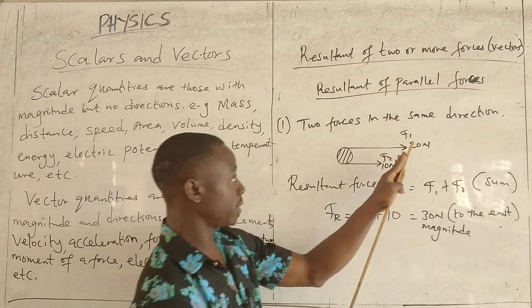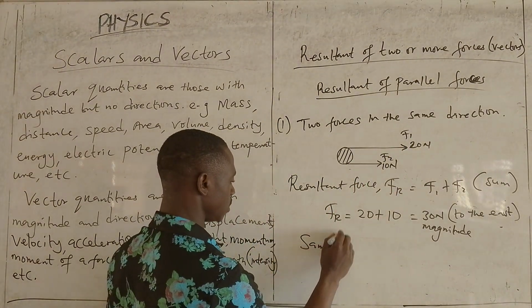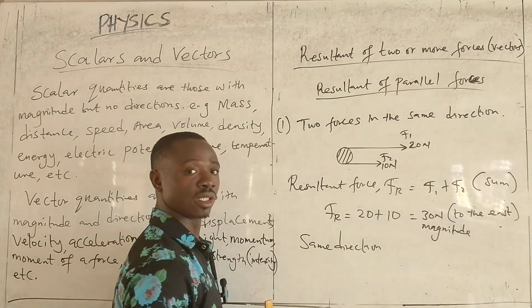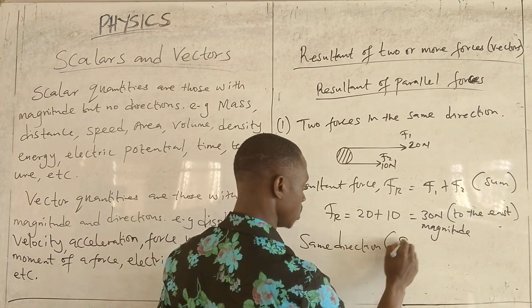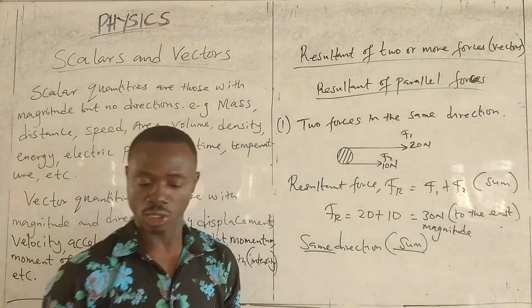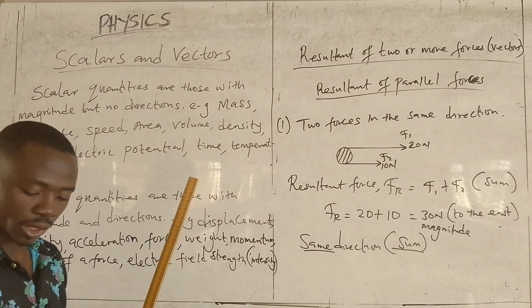So this looks like a rhyme. So when forces are in the same direction, how do you find the resultant? You find the what? The sum. So same direction, you find the sum. You add them together, add them up, okay?